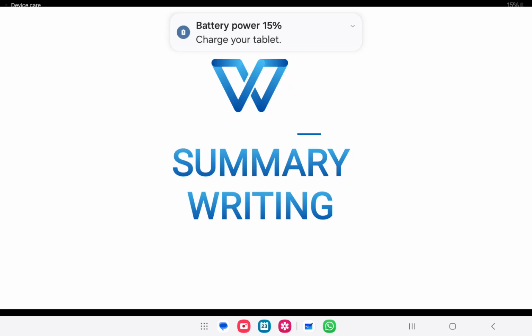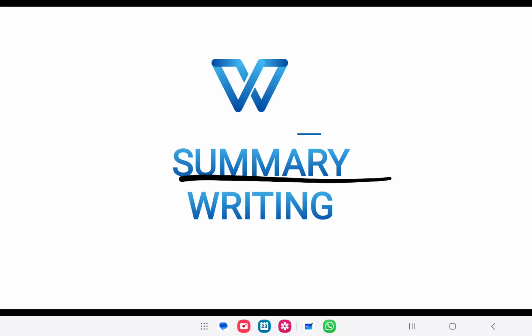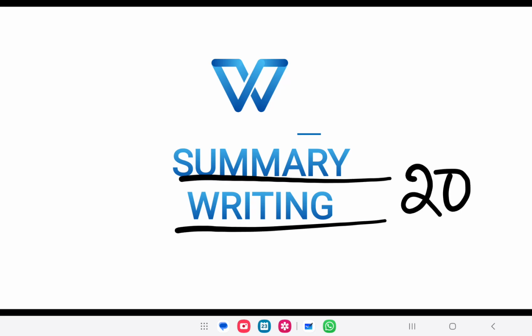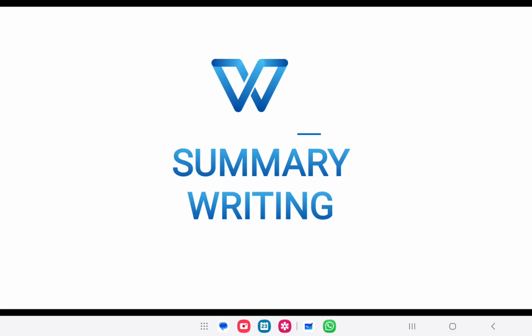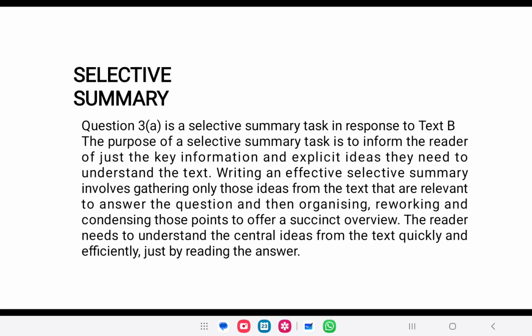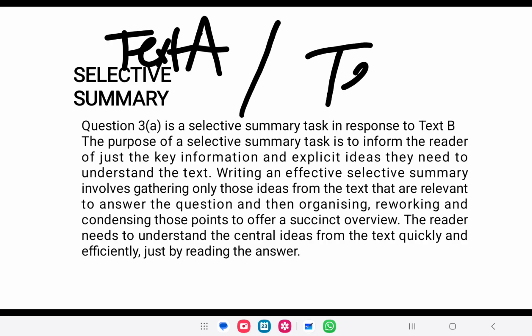Today we are going to talk about this summary writing task that has 20 marks in total. This is a selective summary. In Paper 1 you have texts. Text A is for comprehension and use of language, and text B is for summary writing and short response.